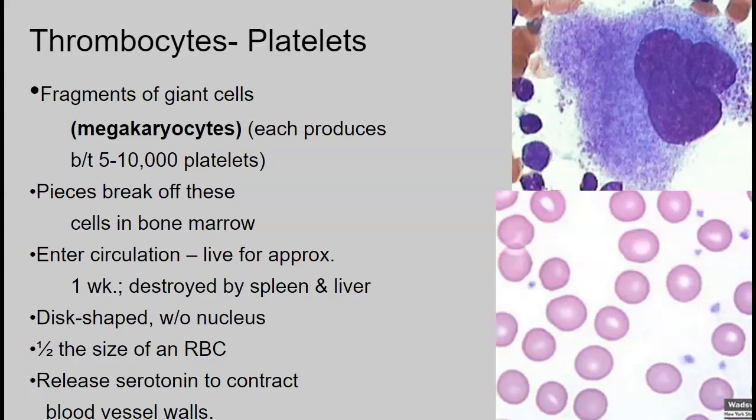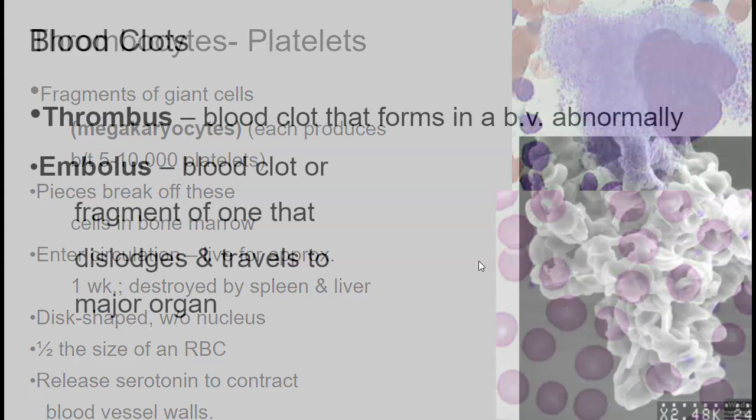So if you get cut, one of the things you want to do to prevent bleeding is to make the blood vessel smaller. So by making the blood vessel smaller, it tightens up and it prevents blood loss. So what actually triggers that is when the platelet comes into contact with a tear in a blood vessel wall, there will be collagen that is exposed. When these platelets come into contact with the collagen, that triggers a reaction. And one of the things they do is they release serotonin.